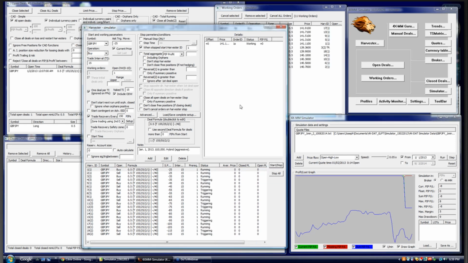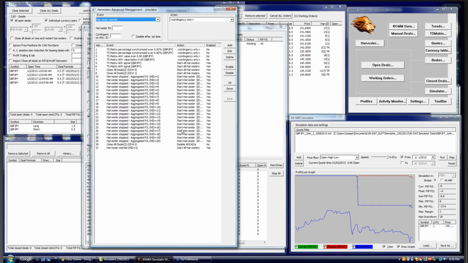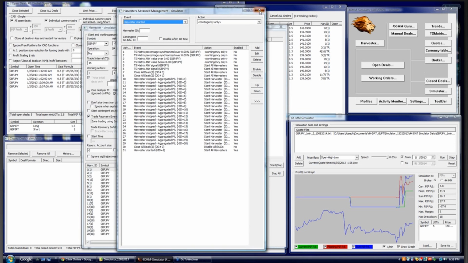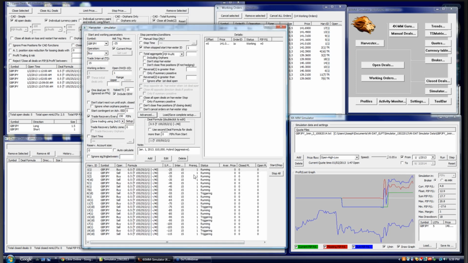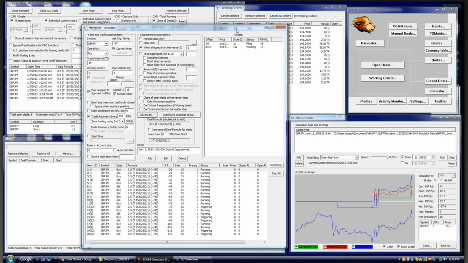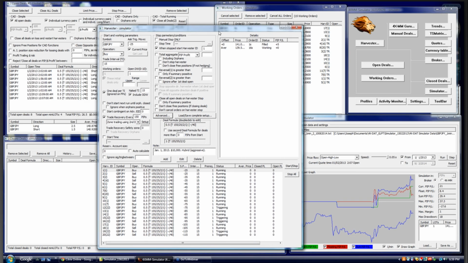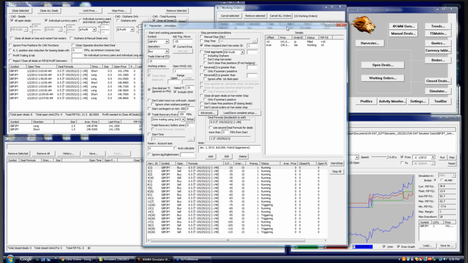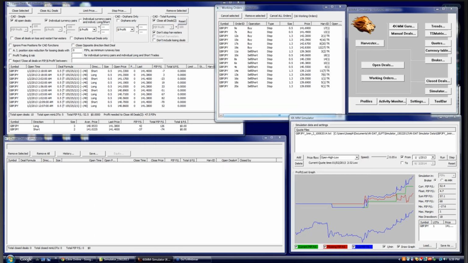And there we go. So now you see that the harvesters are basically running based on the events that we talked about in the advanced management window. Based on those events, the harvester will start trading, placing trades, closing trades, etc. We're going to be focusing on targeting 100 pips each and every time global close all deals kicks in. So I'll put that aside.